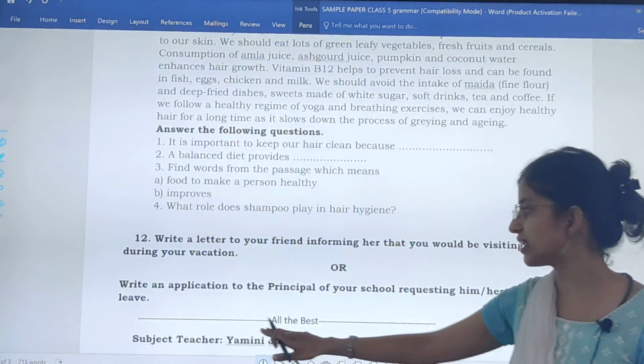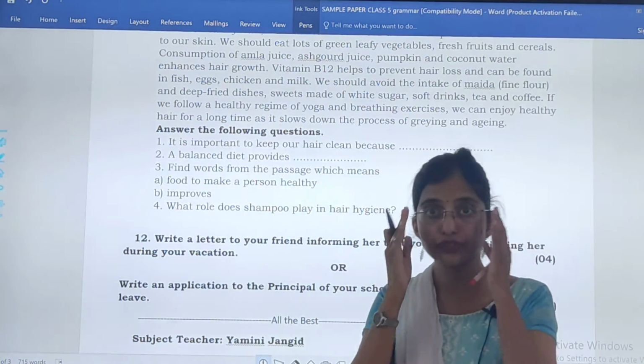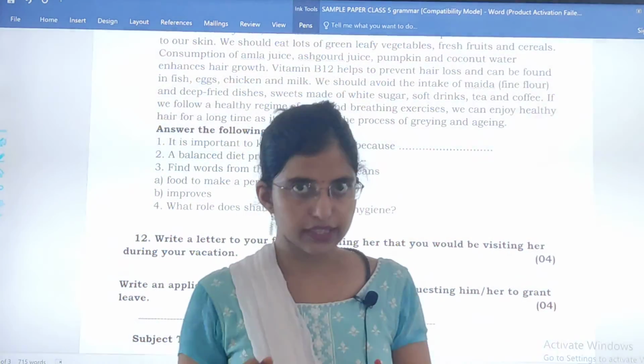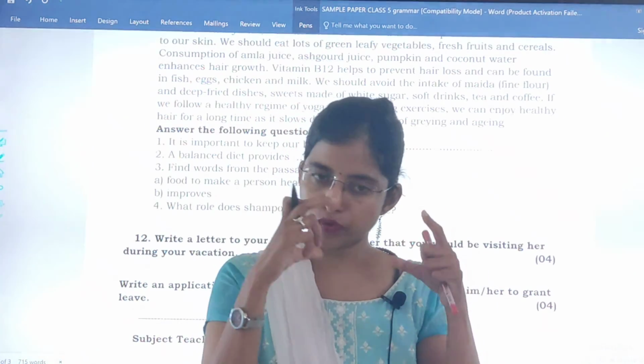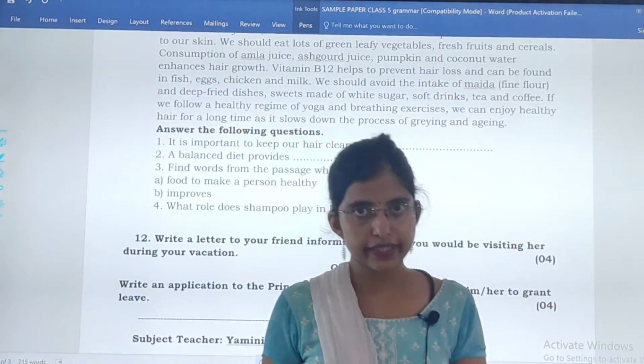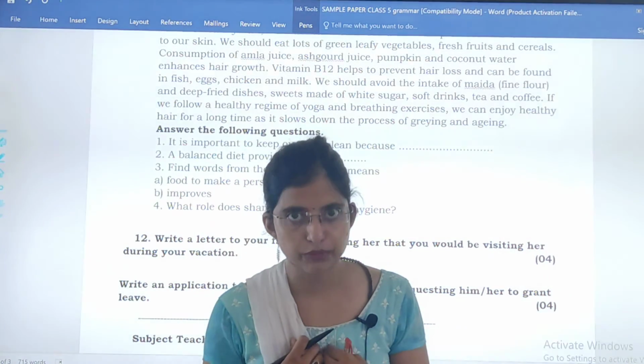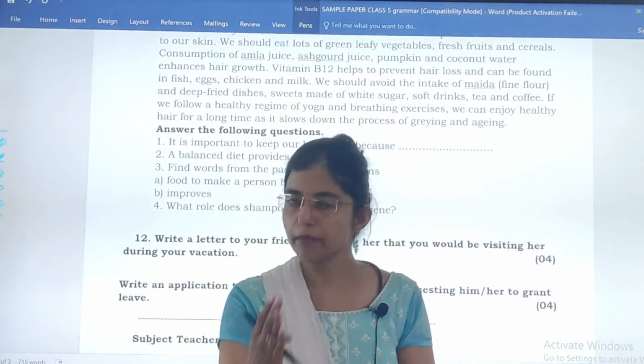Now then comes subject teacher's name. As soon as you finish your answer, what you have to do is you have to click the photos, make a PDF and send to the respective subject teacher on their WhatsApp number.